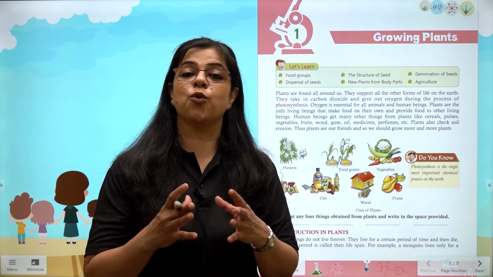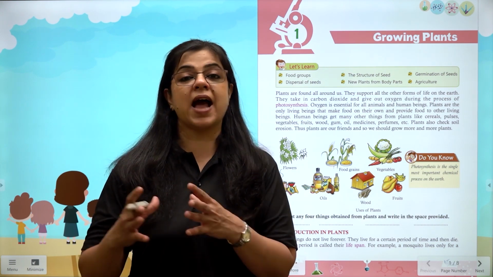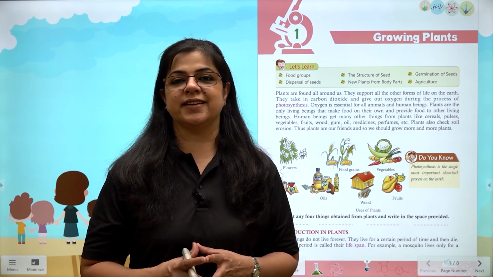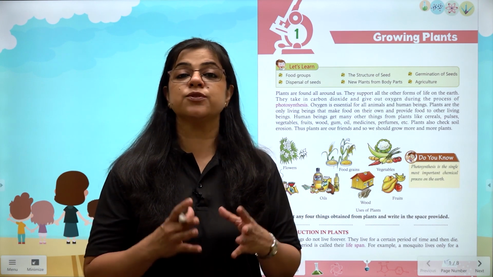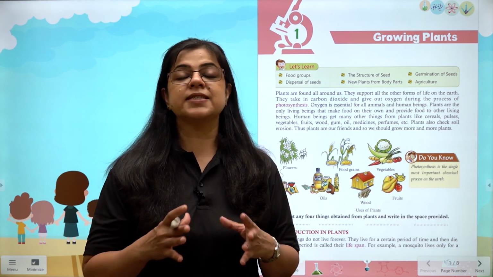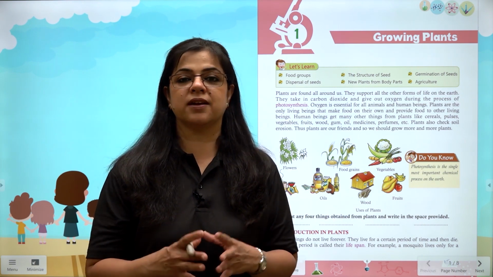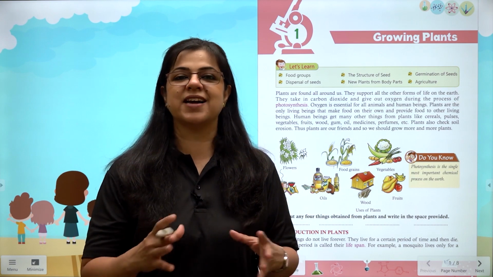Plants produce their own food, and this food is consumed by animals and human beings, either directly or indirectly. So, plants produce their food with a process known as photosynthesis. Plants absorb sunlight, carbon dioxide, and water from the surroundings, and they produce food in the form of starch.